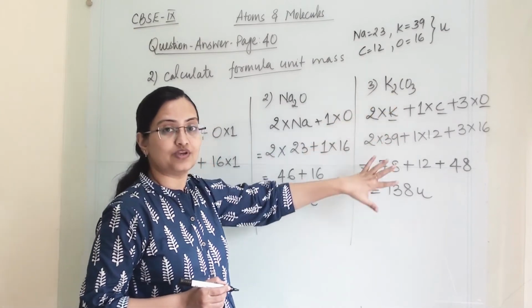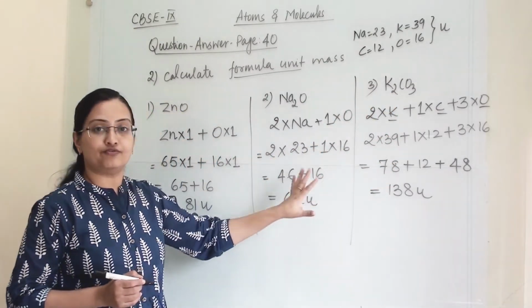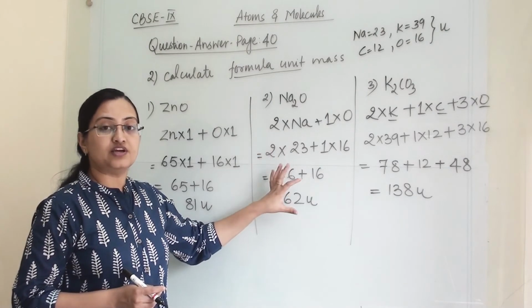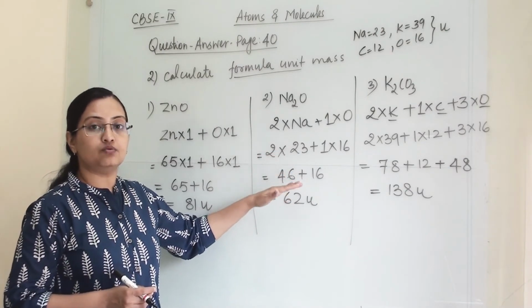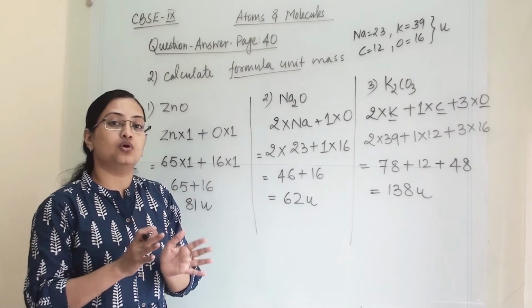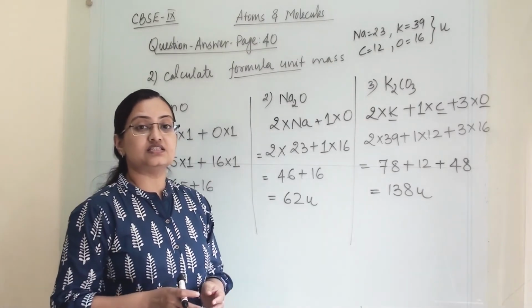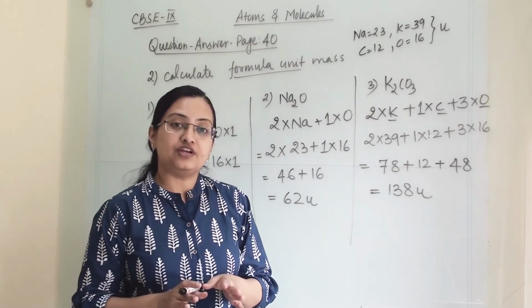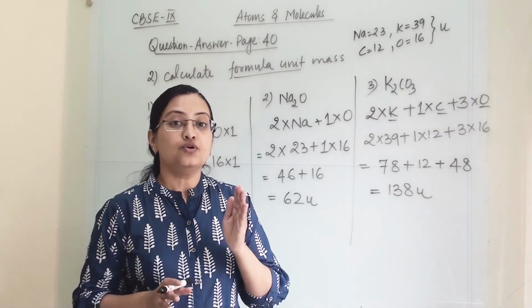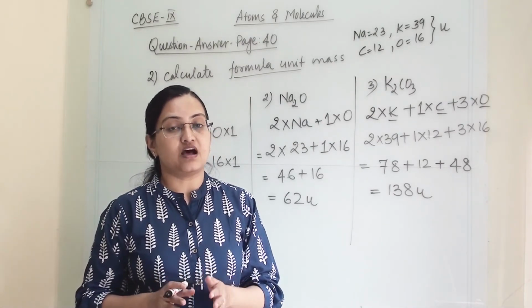So this is how we find it. The process of finding the formula unit mass is exactly equal to how we find the molecular mass. The only difference is we find formula unit mass for those compounds whose constituent particles are ions.